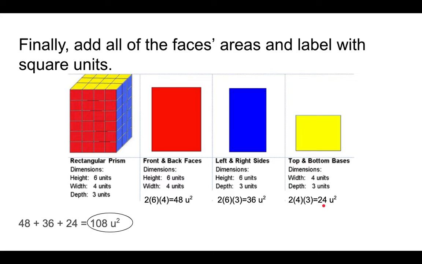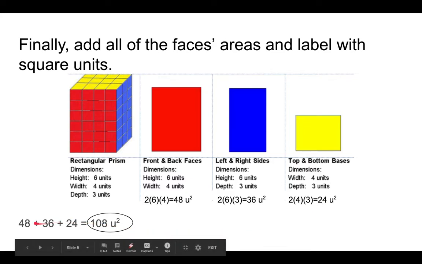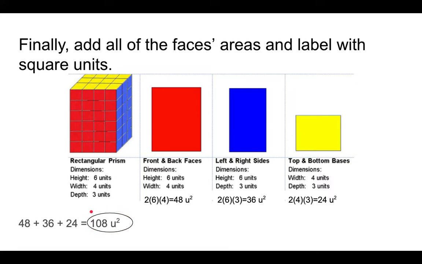Finally, add all of the faces' areas and label with square units. So 48 plus 36 plus 24 gets us 108 units squared as the total surface area. That's the amount of material it would take to make a box like that, or to wrap it, and that sort of thing. It gets a little trickier when it's triangular prisms.